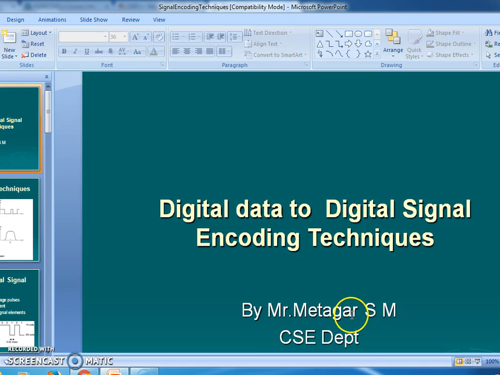Today I am going to give the demo on digital data to digital signal encoding technique. First of all, we have to know what digital data is and what a digital signal is.